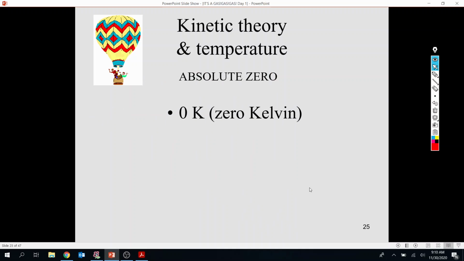So yes, absolute zero is 0 Kelvin. We don't say degrees Kelvin, we just say Kelvin. So it is 0 Kelvin, and it is negative 273 Celsius. Remember that Celsius is 273 degrees warmer than Kelvin. So if you take Kelvin and subtract 273, you'll get Celsius. And if you take Celsius and add 273, you will get Kelvin.